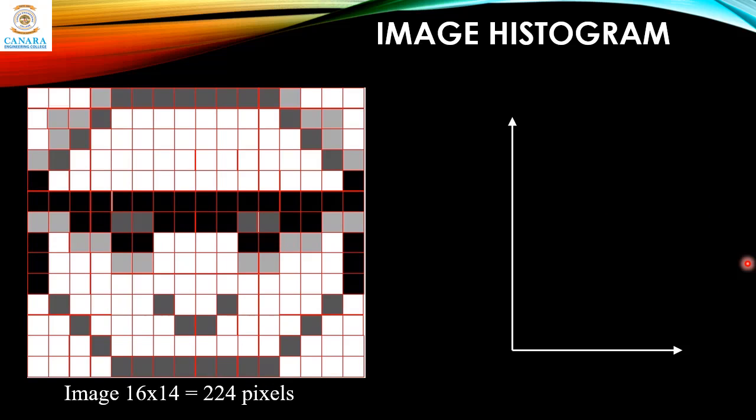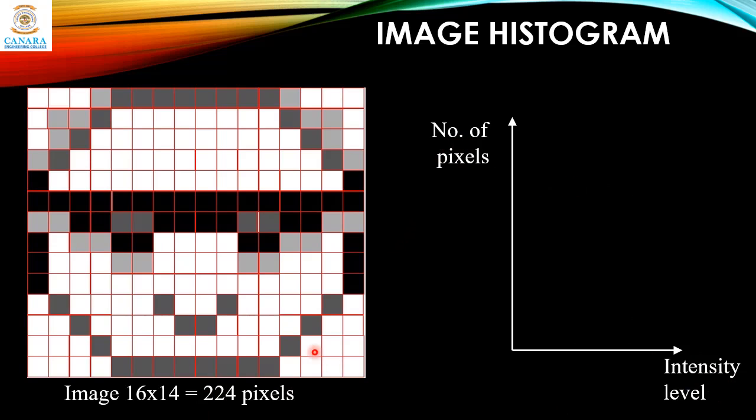So let us consider this example. This is basically a smiley face, and the image size is 16 cross 14. So there are a total of 224 pixels. And in order to plot its histogram, we'll plot the graph like this. On the x-axis we represent the intensity levels, and on the y-axis we write the number of pixels.